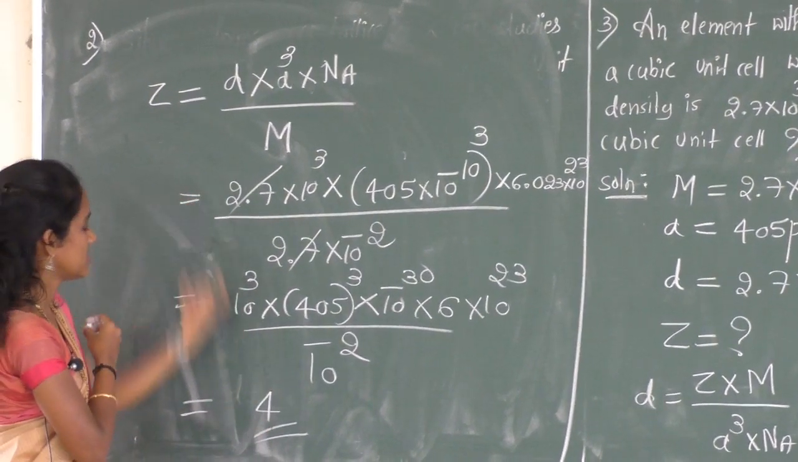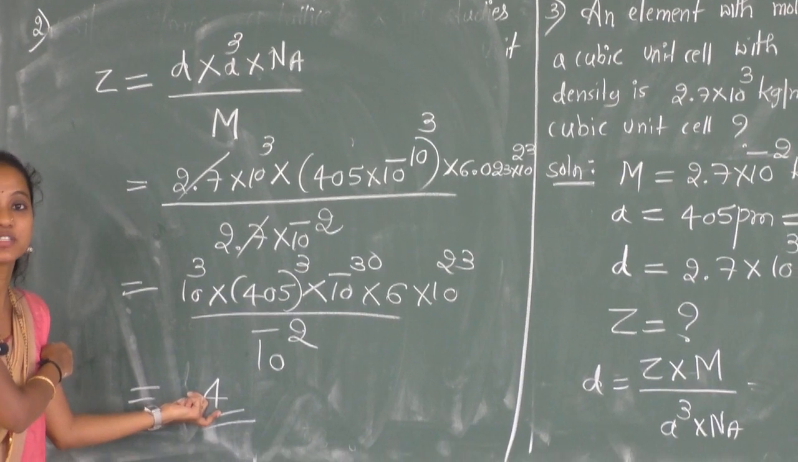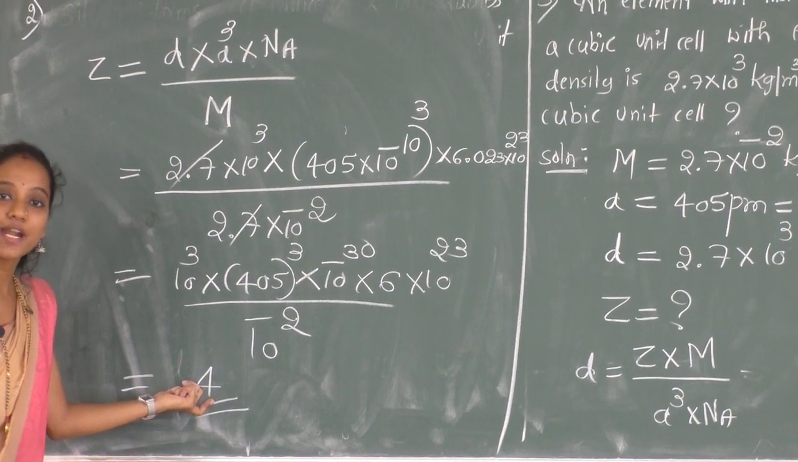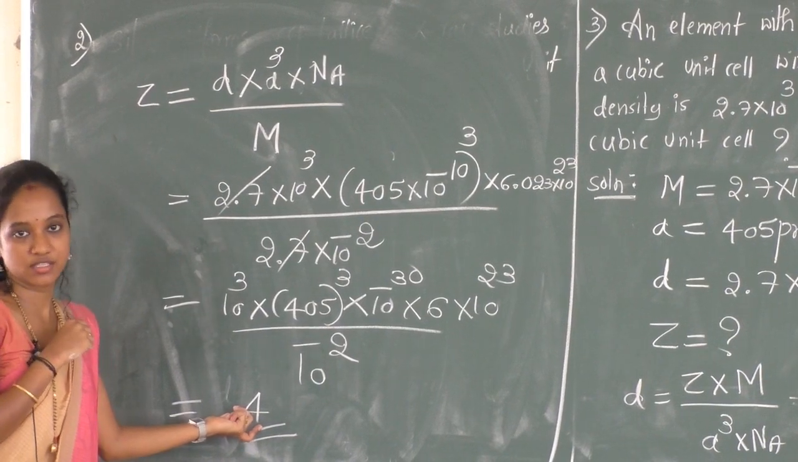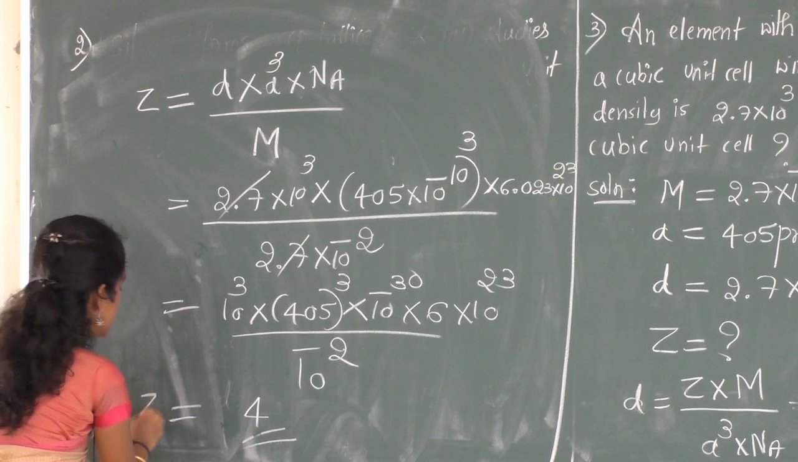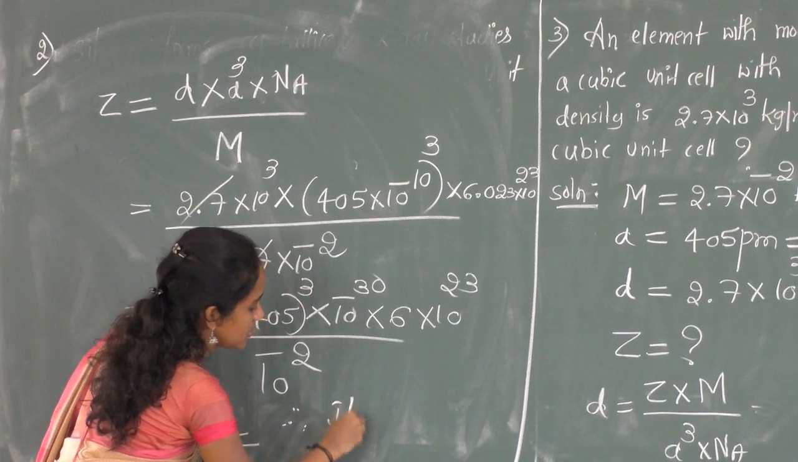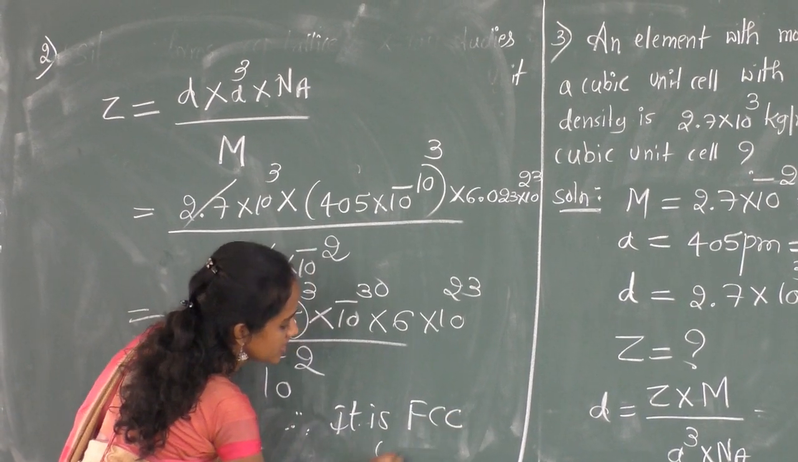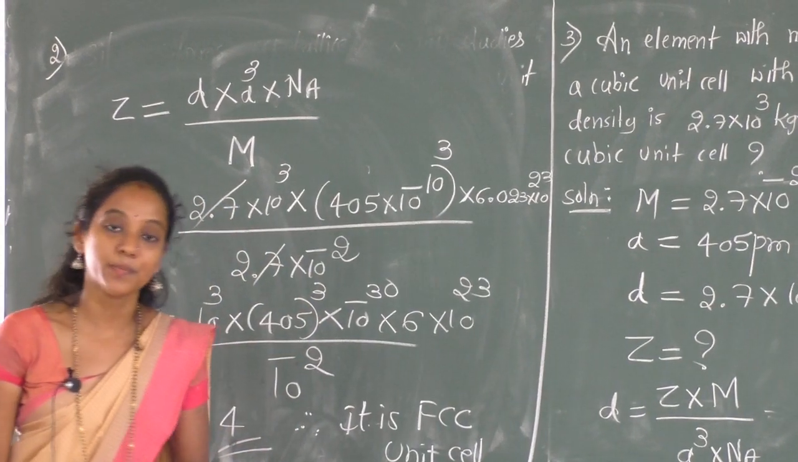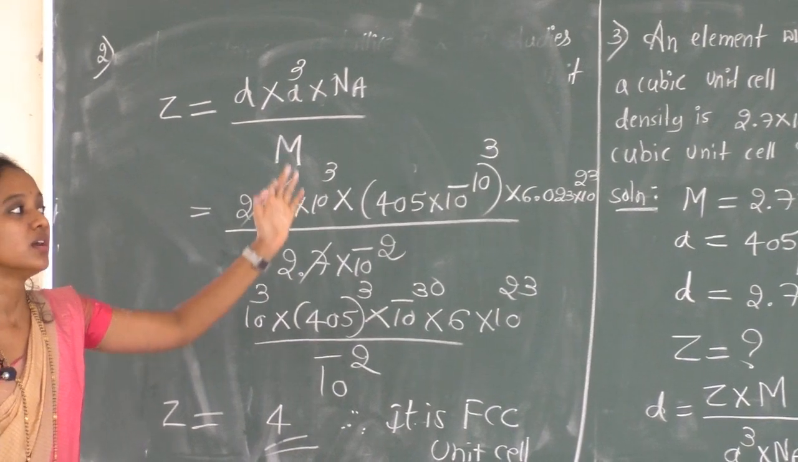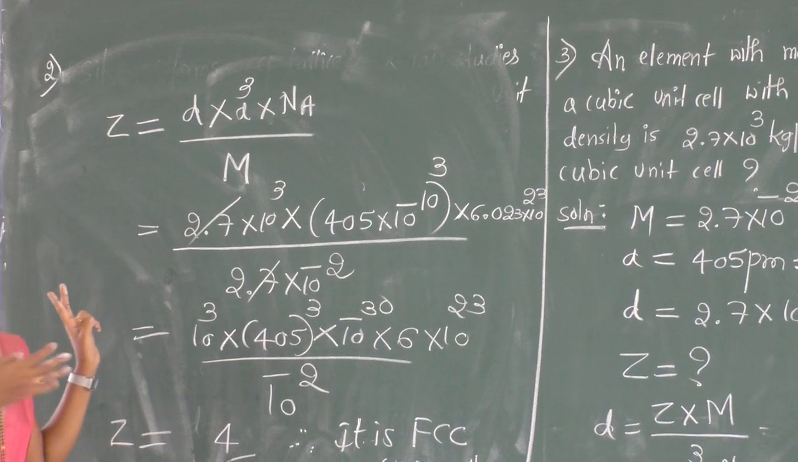Okay, so if it is Z equal to 4, what is the nature of the cubic unit cell? It is FCC unit cell. What do you mean by FCC? In FCC, along with the corner particles, we have the constituent particle at the centers of every 6 faces, right? So the value of Z is 4 here, therefore it is FCC unit cell. Okay, so this is about the problems based on the density. Very, very important. Here you will get one question, any one question for 2 marks. Compulsory question it is. Okay.